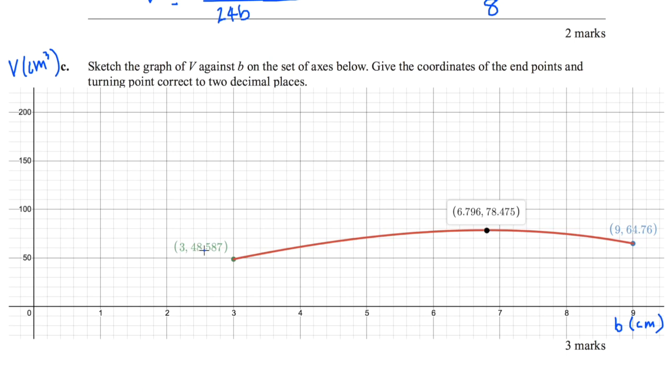Desmos has done it to 3. Let's do this one to 3 anyway, and this one. But you get the idea. These should be your answers here somewhere. So what it's saying is when the base length is 3, the volume of the Toby bar is 48.587 centimeters cubed. This point here tells us that when we have a base value of 6.796, we have a maximum volume for our Toby bar, which might be an interesting point to know if you're making these sorts of things.